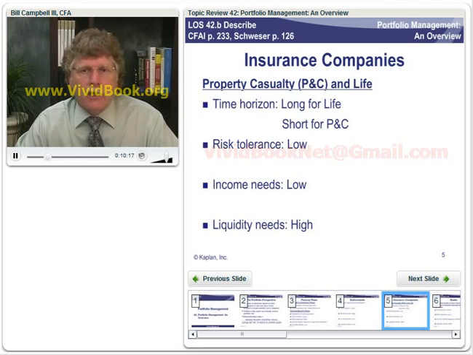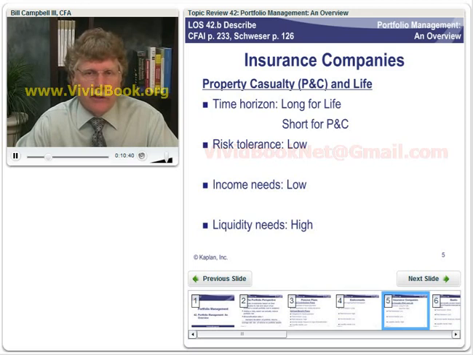Income needs are typically low. They typically tend to invest more for capital appreciation. Again, they try to match their investments to their anticipated cash flows, but they don't really need the cash flow coming from their investments. They're getting cash flow from their policyholders. Remember that insurance companies receive premium payments periodically, every month or every 6 months or however often the policyholders pay. So that takes care of a lot of their cash flow needs.